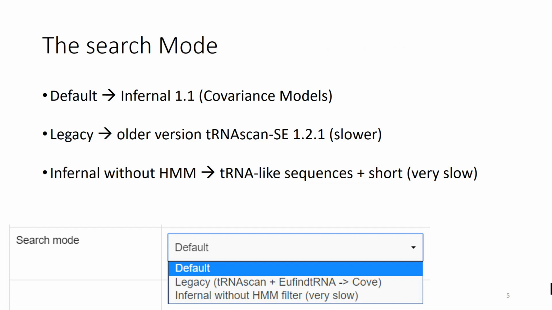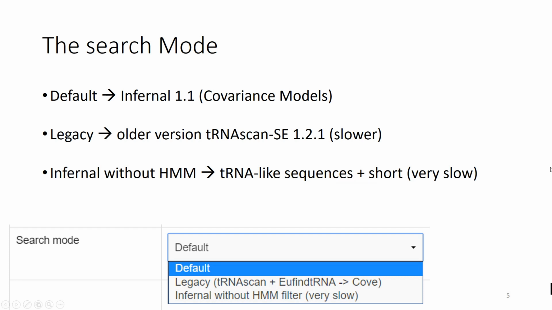The search modes that are available are default, legacy and infernal without HMM. The default one uses infernal 1.1, which is a software that I will explain in the next slide. Legacy is basically the older version of the tRNAscan software. This legacy option gives the availability to do backward comparisons with the newer version, even though this shouldn't really be necessary as the results should be the same.